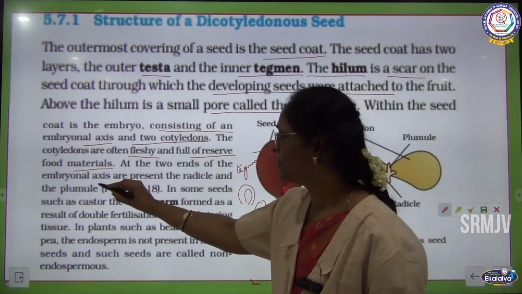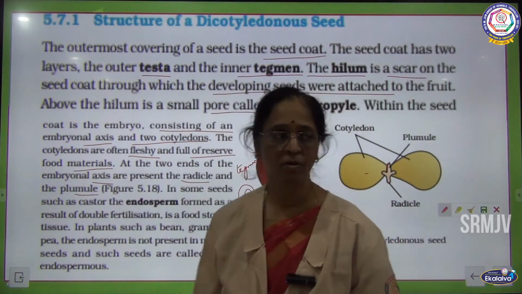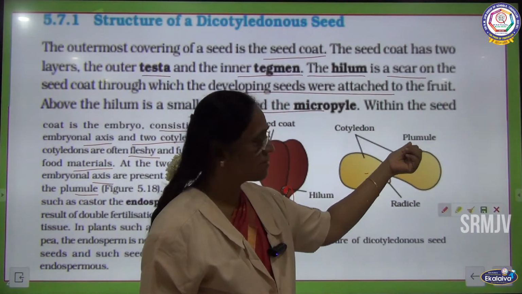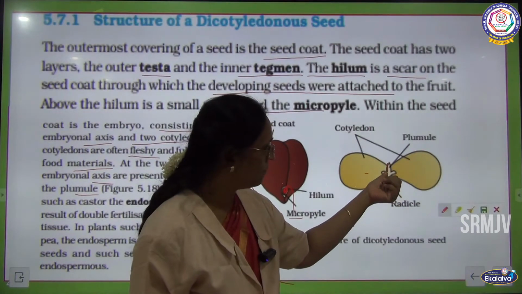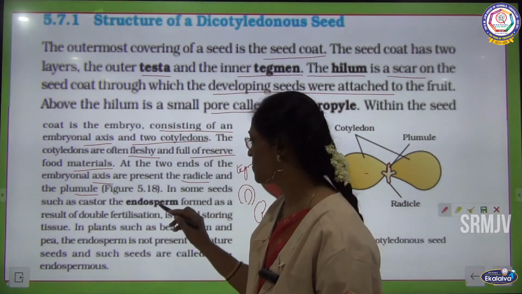At the two ends of the embryonal axis we find the radicle and the plumule. This is the embryonal axis, and the upper one is called the plumule, which gives rise to the shoot system, and the other one below this node is called the radicle, which gives rise to the root system.